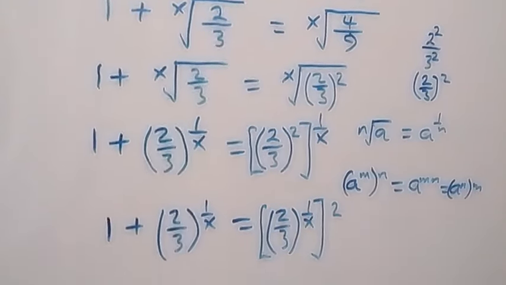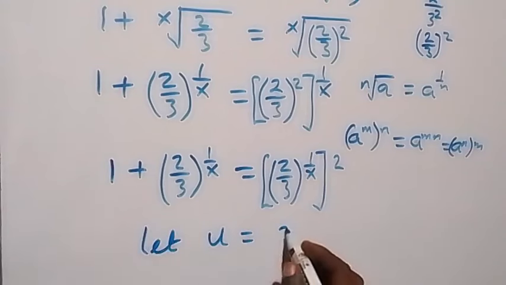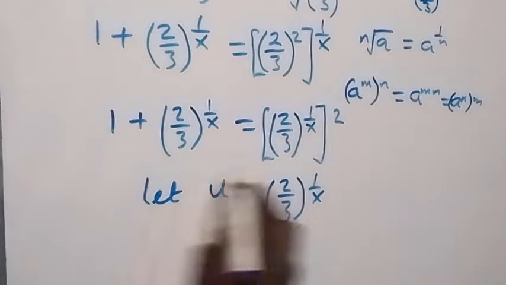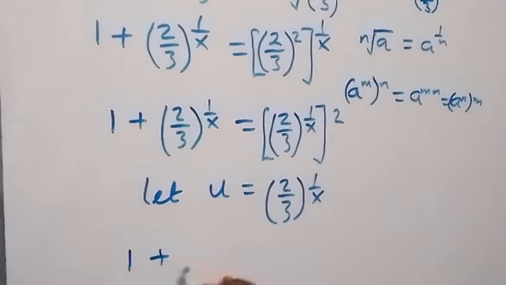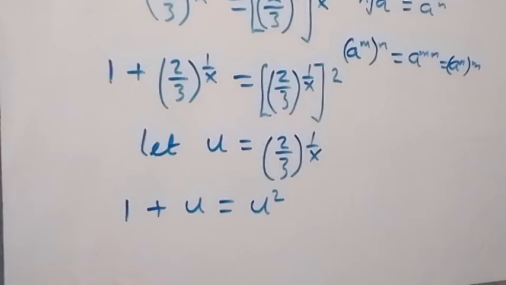Then from here we have 2 over 3 raised to power 1 over x common. So let a letter u represent that. Let u equal 2 over 3 raised to power 1 over x. Then this equation written in terms of u, we have 1 plus u equals u square. Then we can rearrange this to form a quadratic equation. Taking everything to one side, we have u square minus u minus 1 equals 0.